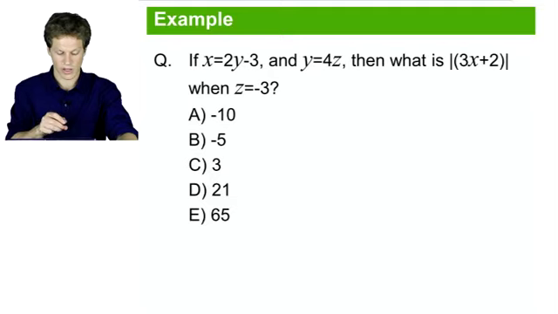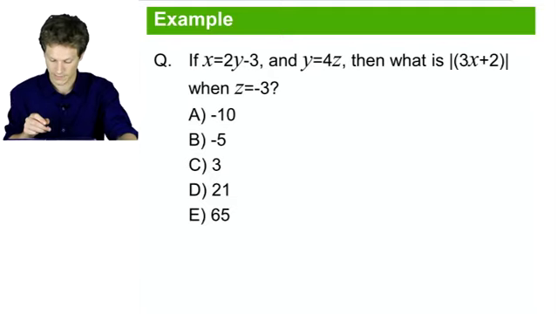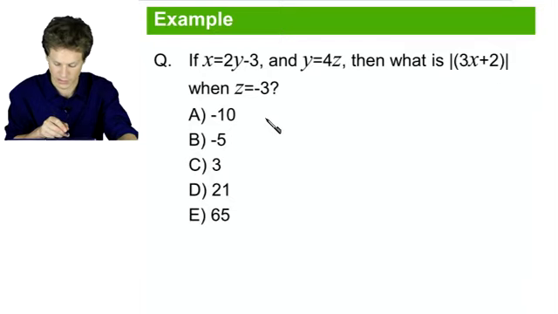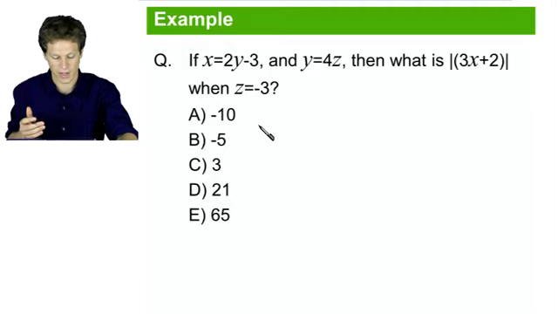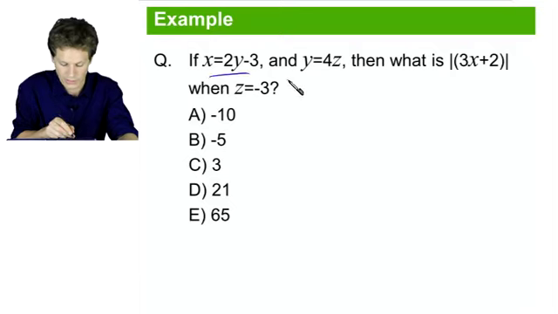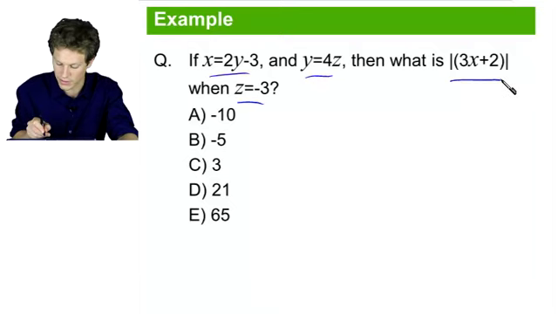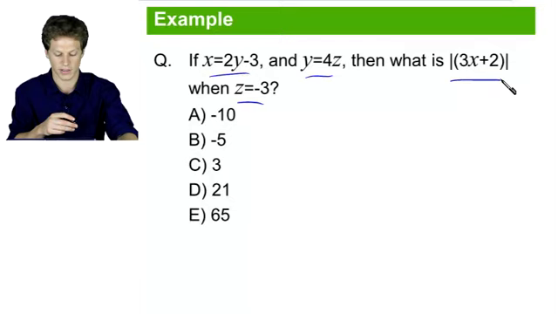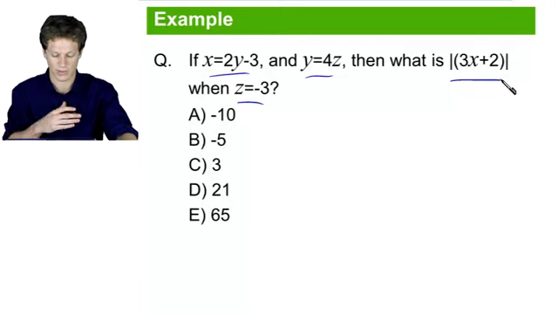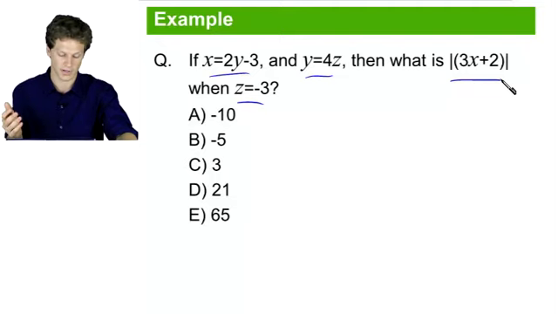If x equals 2y minus 3 and y equals 4z, then what is the absolute value of 3x plus 2 when z equals negative 3? Just glancing at this problem, we see we've got three different variables, and we've got three different equations, and then one final expression here that we're asked to determine given the set of circumstances. So it's a pretty complicated problem, and if for whatever reason you decide that the algebra is too tough, maybe you can't solve it, you just run out of time, there are things that we can do to eliminate answer choices quickly and give you a better chance of guessing correctly on this problem.